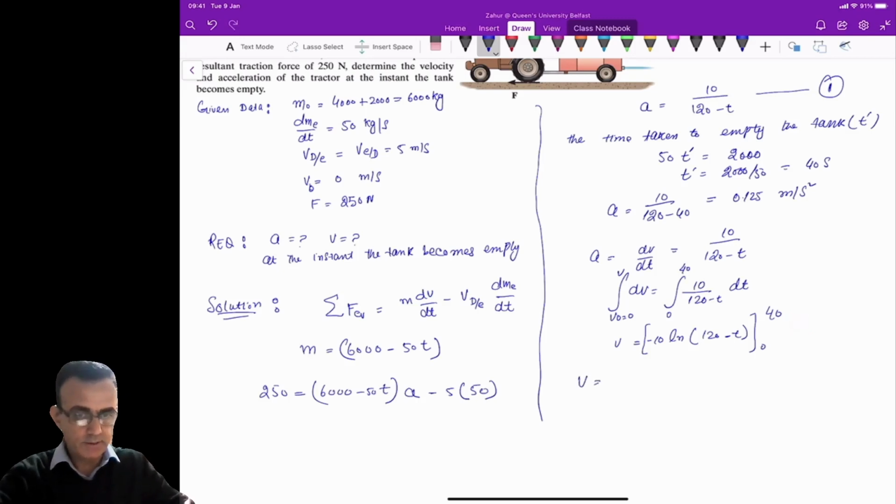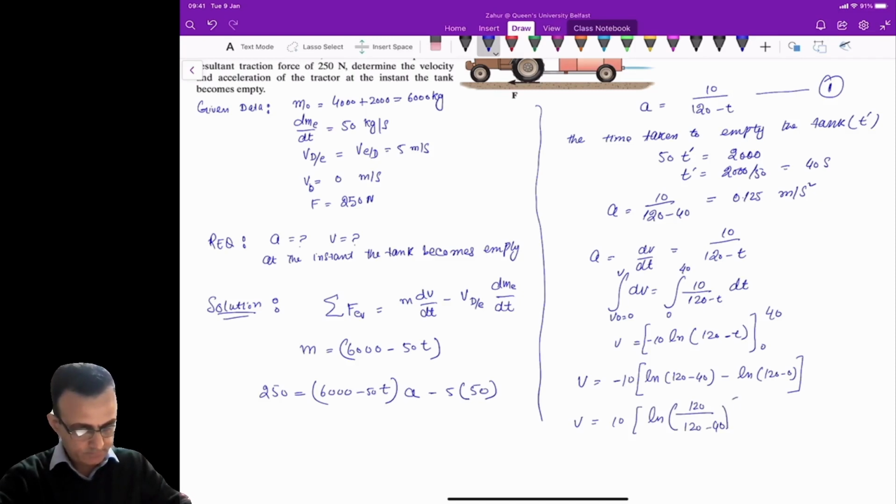So if you put the limits, it becomes equal to minus 10 times ln of 120 minus 40, the upper limit, minus 120 minus 0, the lower limit. Or v becomes equal to 10 ln of 120 divided by 120 minus 40. So if you just do the calculation, you will get 4.05 meter per second.